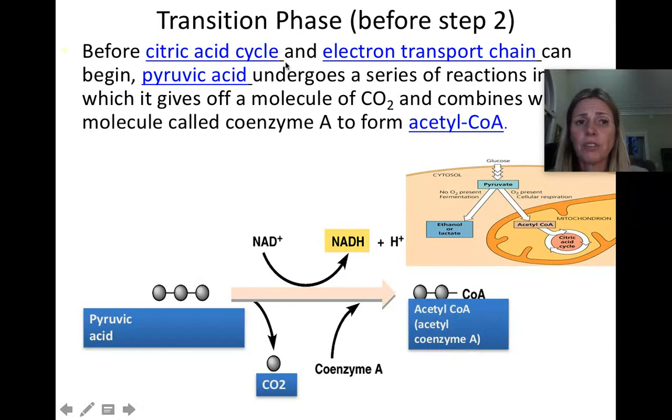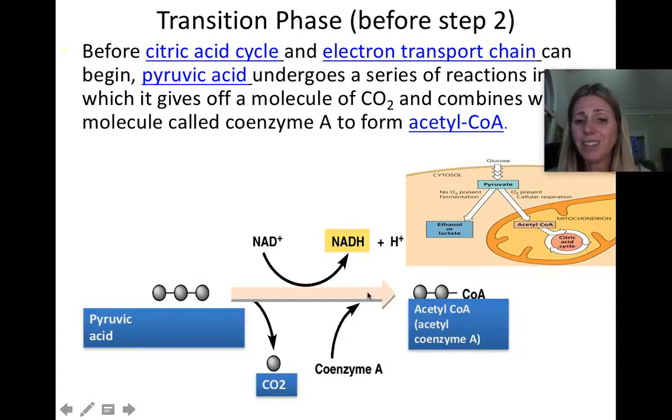So before the citric acid cycle, which is here, and then before the electron transport chain, which is the third step, pyruvic acid undergoes a series of chemical reactions, which gives off a molecule of CO2 and combines with a molecule called coenzyme A to form acetyl-CoA. Acetyl-CoA winds up being 2-carbon sugars. And one of those carbons is released as CO2 as a byproduct. So here we see our pyruvic acid. One carbon is coming off as carbon dioxide, which is a waste product.